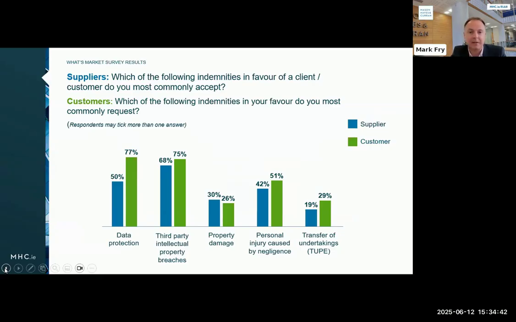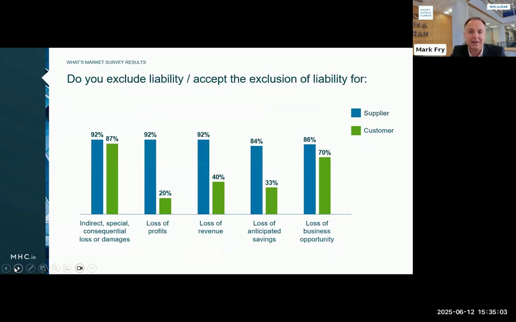But the key variance here to note from this data is for data protection, where you can see 50% of suppliers and 77% of customers. So quite a clear, markedly higher proportion of customers expecting an indemnity for data protection than suppliers that are usually offering it, although that gap is potentially narrowing. That brings us up to the next area of our survey on exclusions. Next slide, please. So what's excluded? What types of losses will the supplier not be liable for?